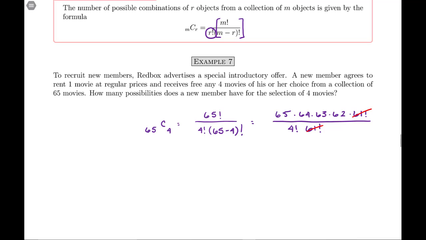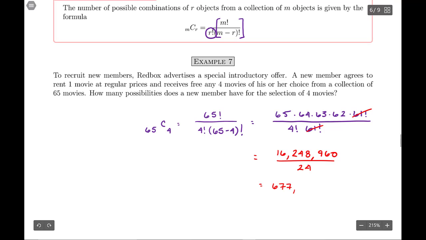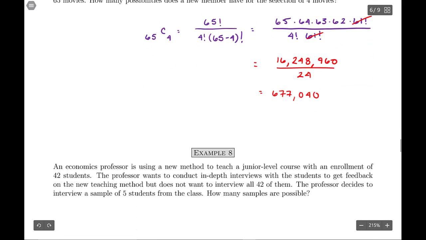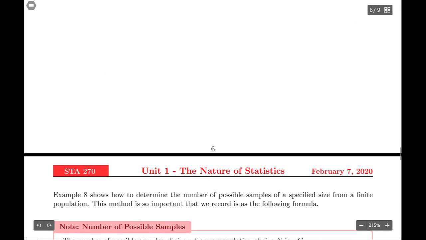So let's figure up, pull out my calculator here. 65 times 64 times 63 times 62 is 16,248,960. Then we divide that by 24, we get 677,040 different combinations of 4 movies that this individual could select out of the 65 possible movies that they have to choose from. Example 8 is another example of using the combinations rule.